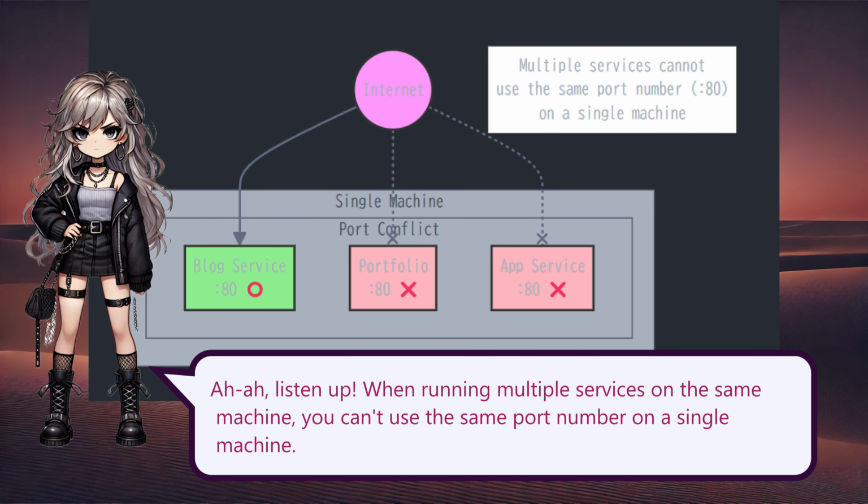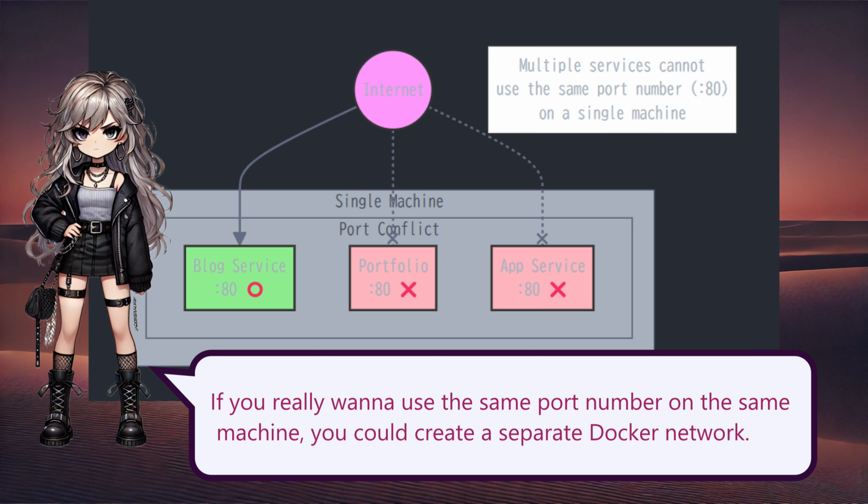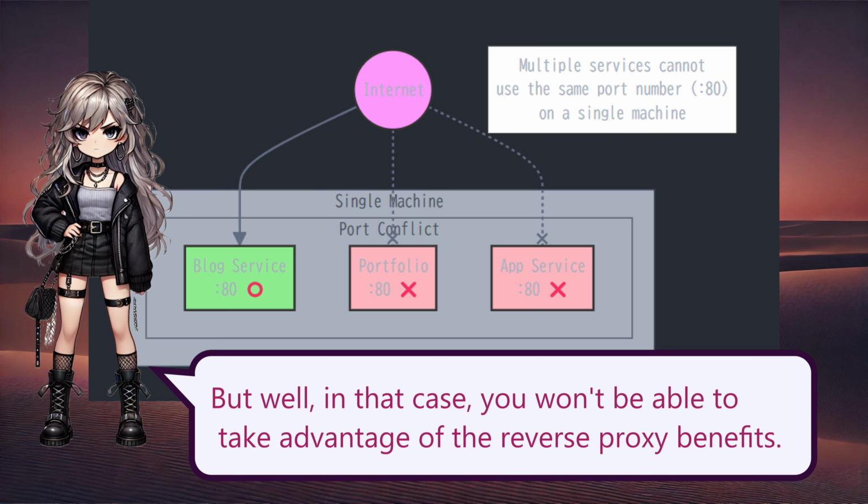Listen up. When running multiple services on the same machine, you can't use the same port number on a single machine. That's why you need to assign different port numbers. If you really want to use the same port number on the same machine, you could create a separate Docker network. But well, in that case, you won't be able to take advantage of the reverse proxy benefits.